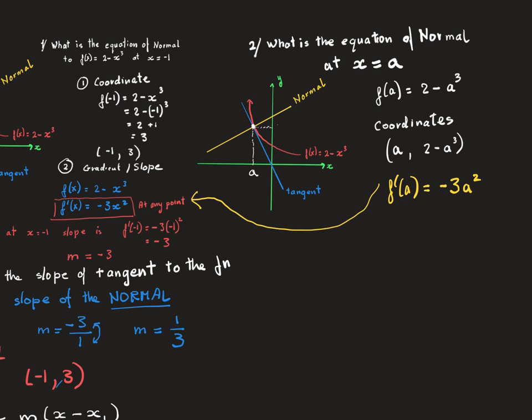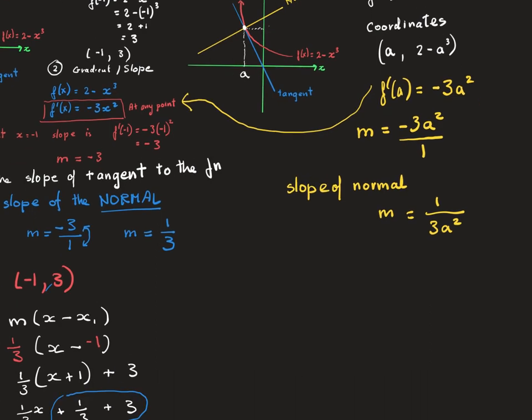Once again, we now need to change it, because this is the slope, minus 3a squared. We want to change it into this for the slope of the normal. Let's just put this over 1, and then the slope of the normal is going to be the negative reciprocal. So the slope is going to be 1 over 3a squared. The negative disappears, and we're just getting the inverse of that.